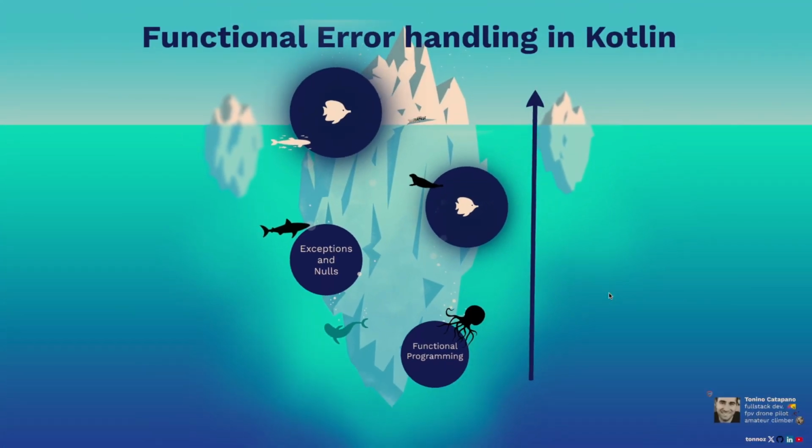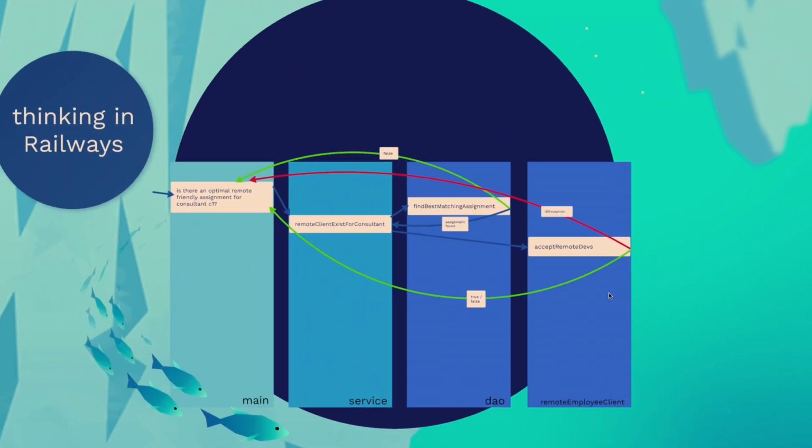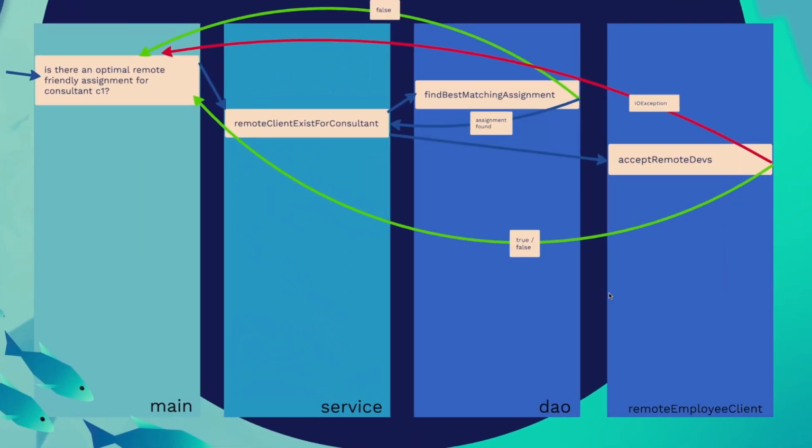All right, so if we move up in our iceberg, it's time to talk about railways and results. So if we look at the code that we wrote so far, it looks like this. Our question is there an optimal remote friendly assignment for a consultant? Our service will call our data access layer, and our fake database will search for matching assignments. In case it doesn't find anything, we just return false. In case the assignment is found, then we proceed with a chaining call, and we call the accept remote developers that might return true or false, but can also throw an input-output exception.